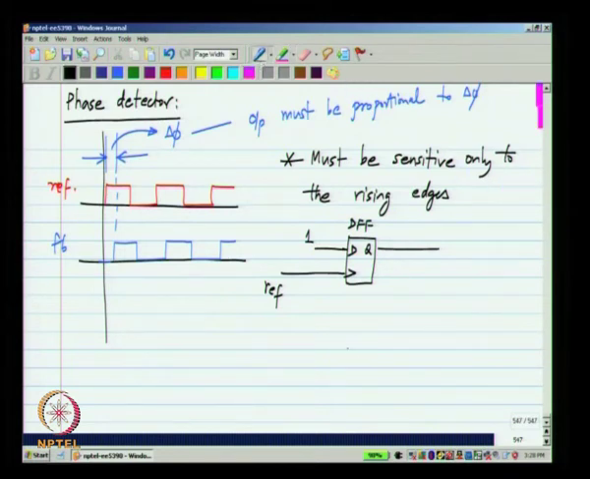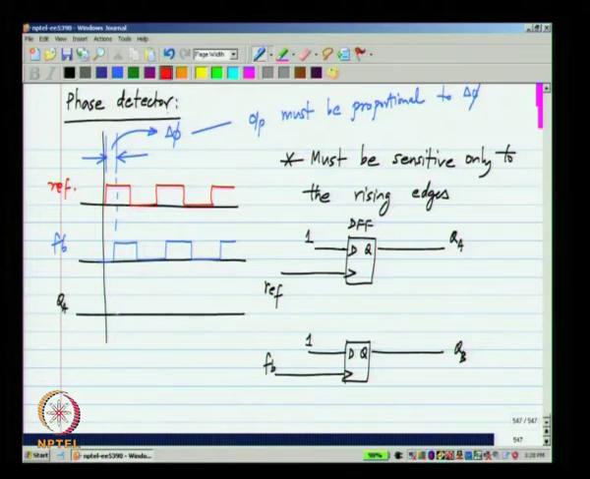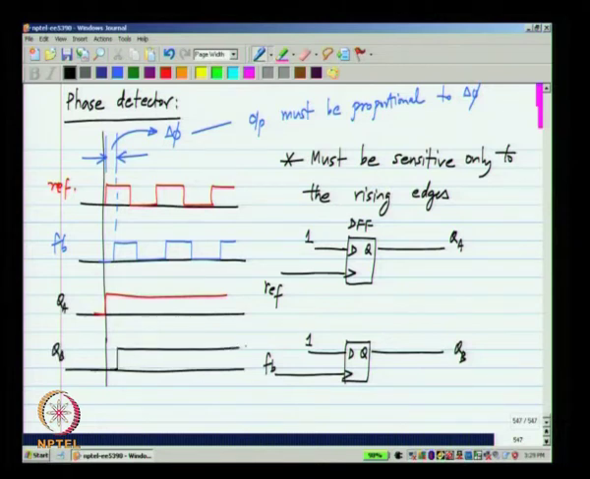Similarly, I also have to be sensitive to the edge of the feedback signal. So, I use an identical block, a D flip flop with the input tied to 1 and the clock tied to the feedback signal. So, what happens? Let me call these QA and QB. What will QA do? It will do that, and QB will do that.